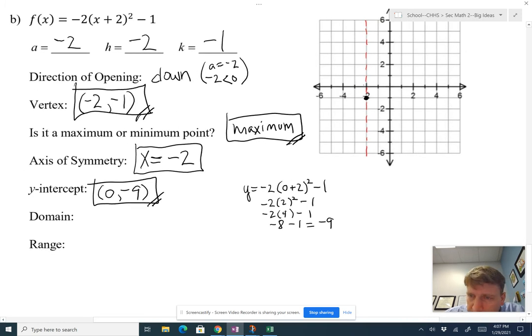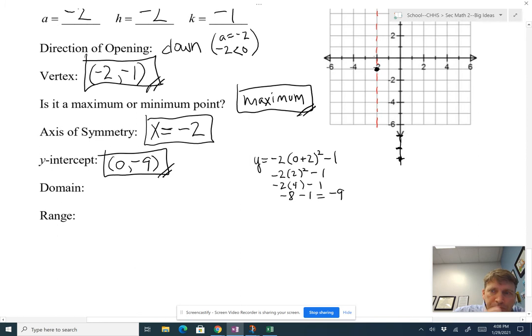Let's just sort of show where that would be. We're at -6, so down here, -7, -8, -9. It'd be down here, about right here, where the graph would cross the y-axis. The domain. Let's make that point a little bigger. Domain for all parabolas, all quadratic functions would be all real numbers.